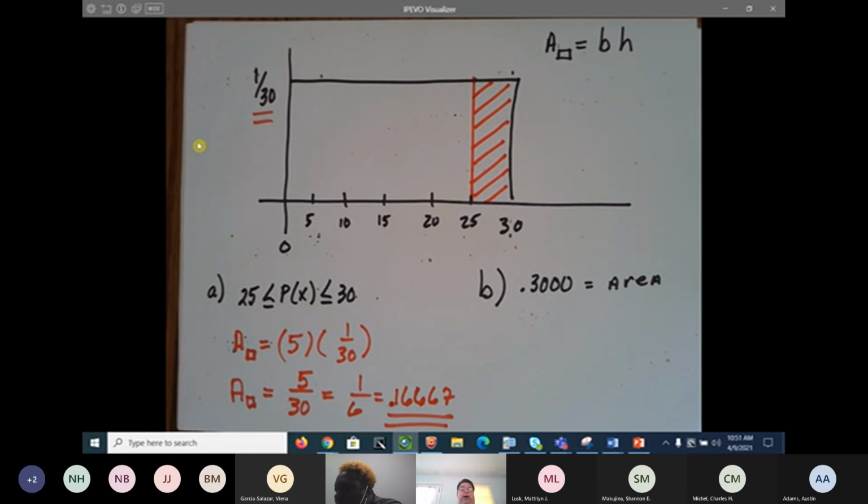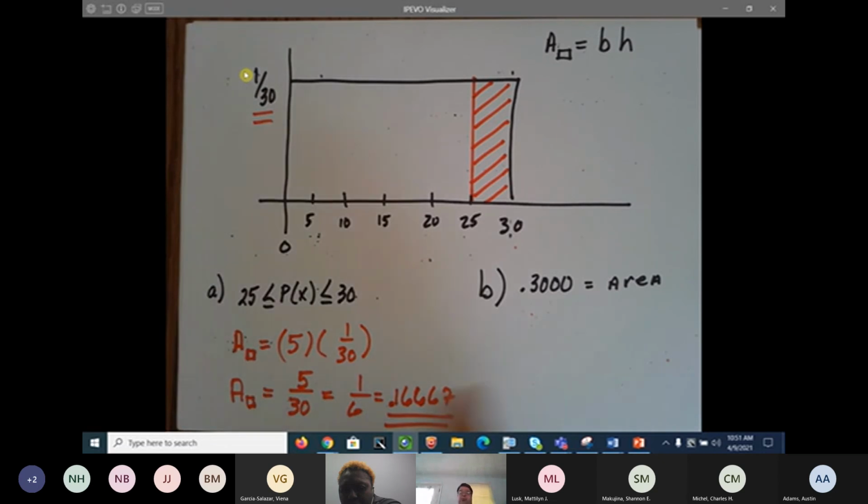Whew. How did I know I was wrong? Well, 50% would be right here. And that's not more than 50%. So I knew I forgot something. It's 16%, not 66%.